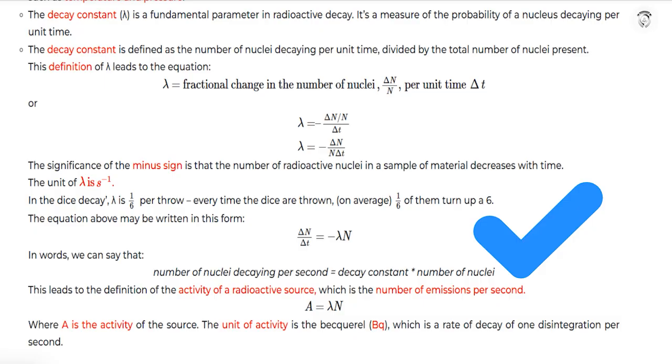So what is the unit of the decay constant? It's per second. If you want to see this in terms of dice decay, we can say that it's 1/6 per throw every time the dice are thrown, or on average it's 1/6 of them if you take the turns of 6. So this equation can also be written as delta N over delta t is equal to minus the decay constant times N. So we can say that the number of nuclei decaying per second is equal to the decay constant times the number of nuclei.